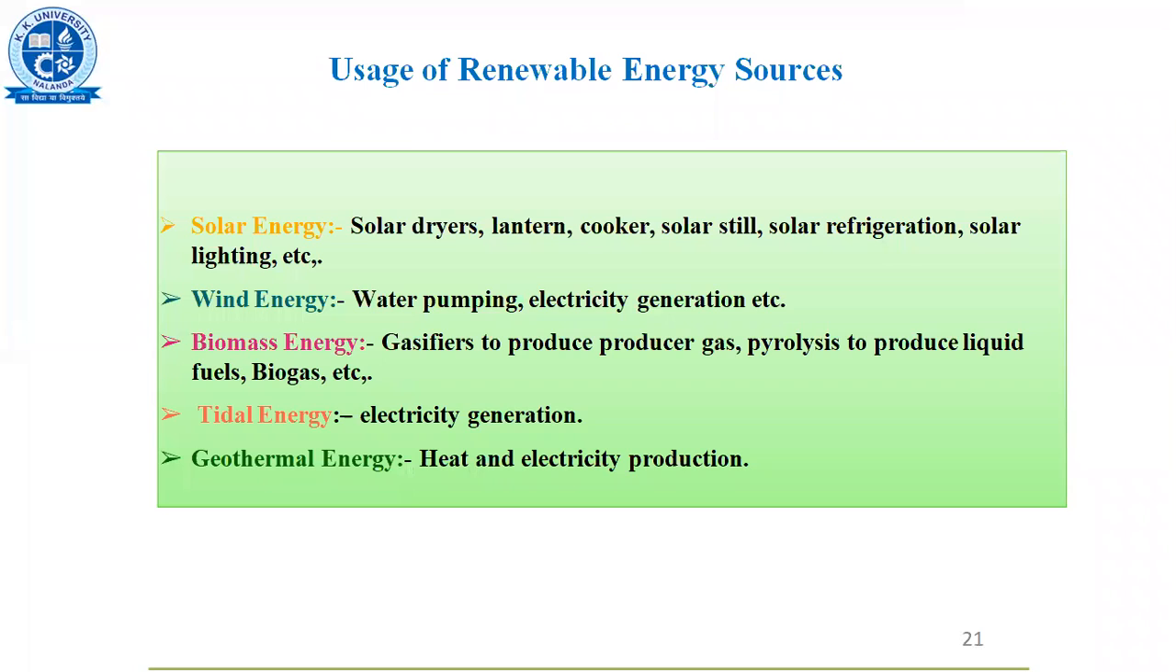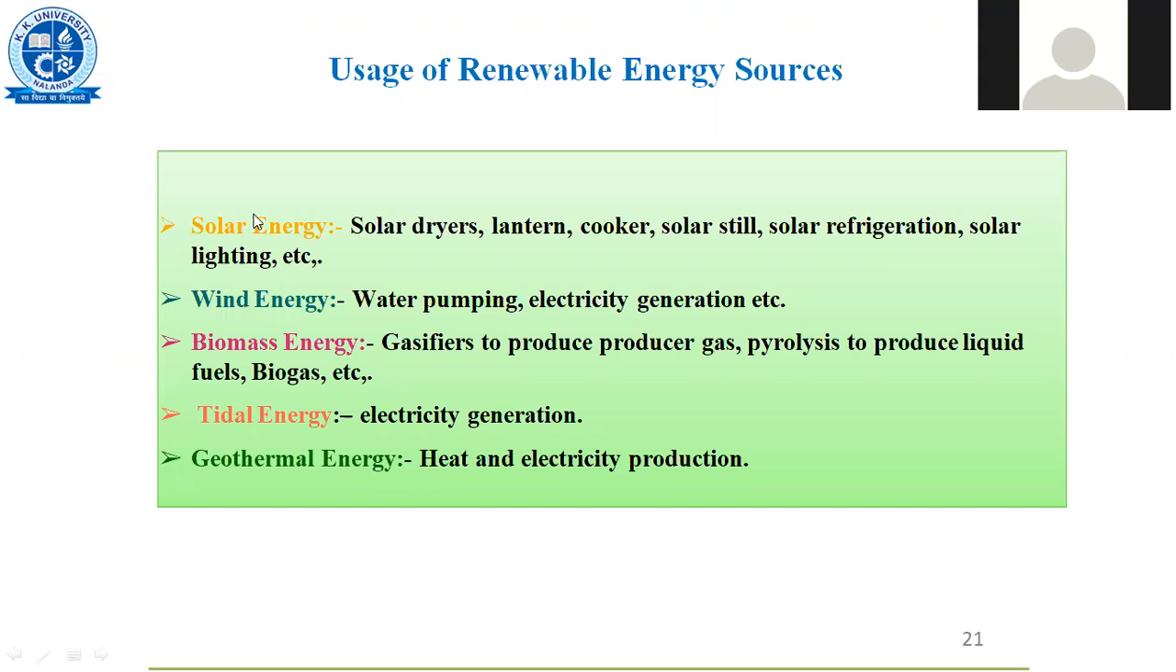Tidal energy and geothermal energy are other options, but we seldom use them in farming. Tidal energy may be used in the seashore for some other purpose, but I don't think it's useful for our agriculture purpose. Geothermal energy can also be used, but it is site specific. Maybe in Uttarakhand and Himachal Pradesh, in some areas you get geothermal energy, so there you can use the heat energy directly for agriculture purposes, but it's not available everywhere.